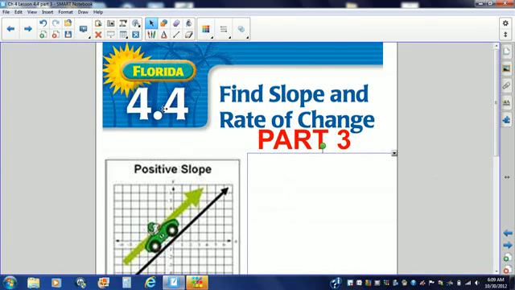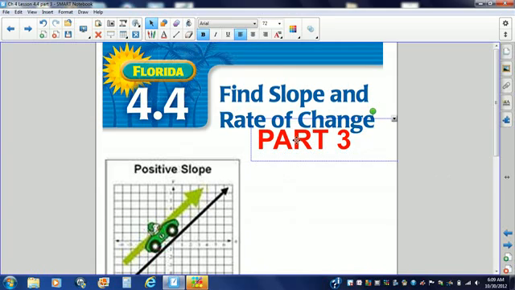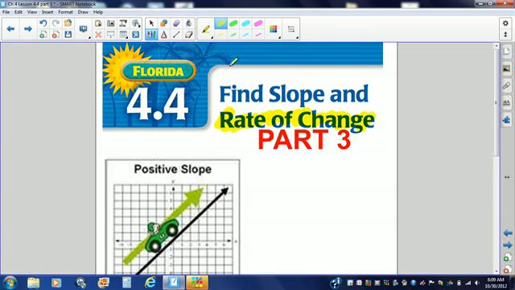Alrighty. We are finishing up lesson 4.4. This will be part 3. We are going to talk about the rate of change today. Rate of change. So please write in your spiral, lesson 4.4, part 3, rate of change.